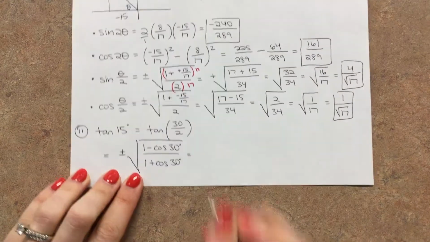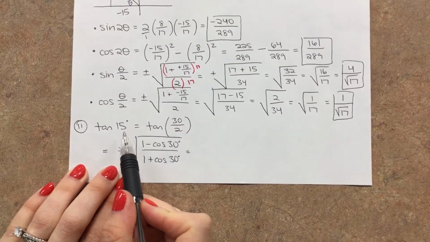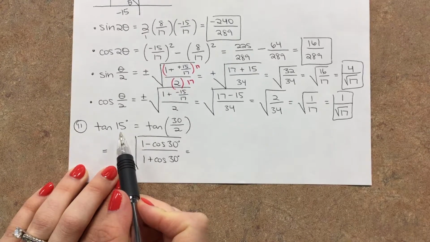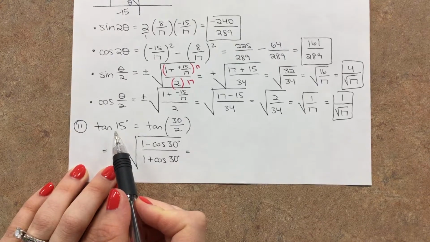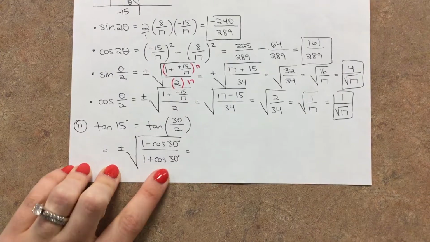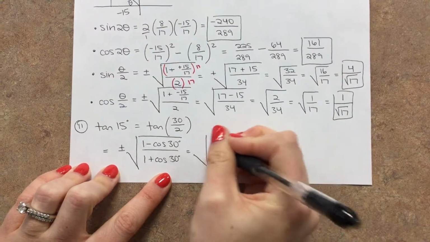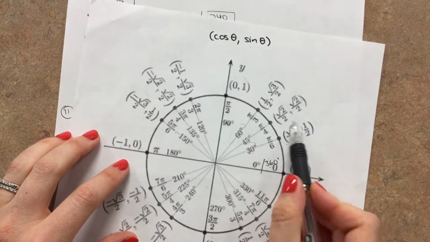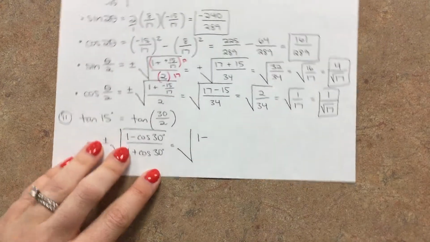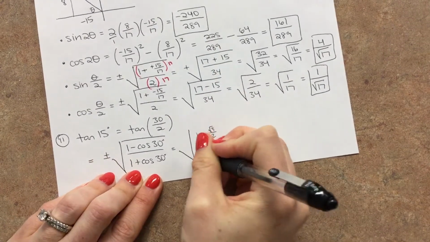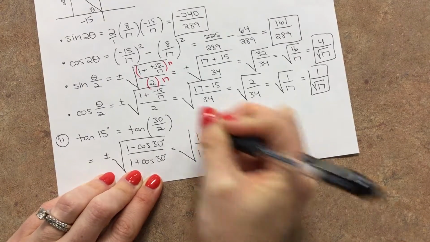So first of all, let's talk plus or minus. Where is 15 degrees? Quadrant 1. Is tangent positive or negative in quadrant 1? Positive. Everything's positive in quadrant 1. So I know it's going to be the positive version. So I have 1 minus, let's grab the cosine of 30. So here's 30, which means the cosine is the x value. And that's the square root of 3 over 2. So root 3 over 2. And then it's the same value in the denominator.